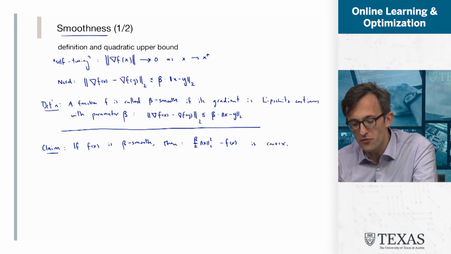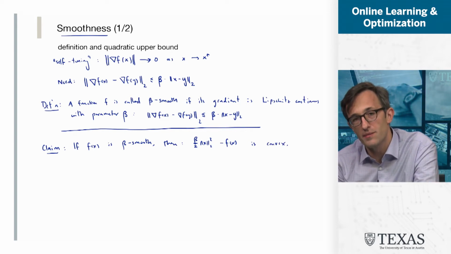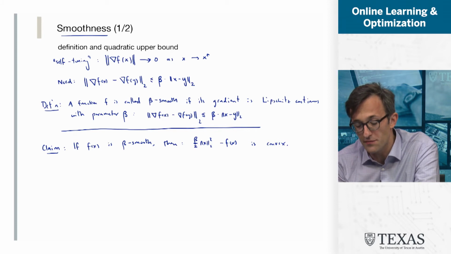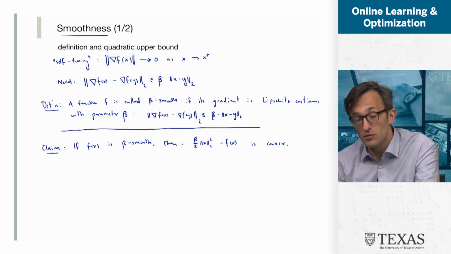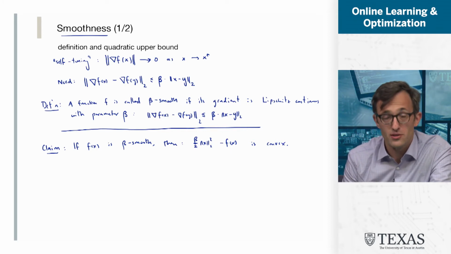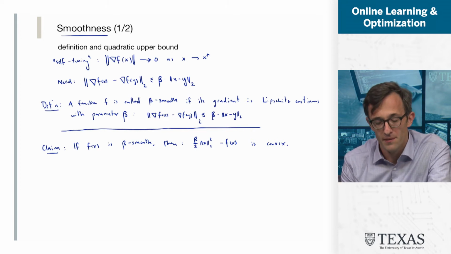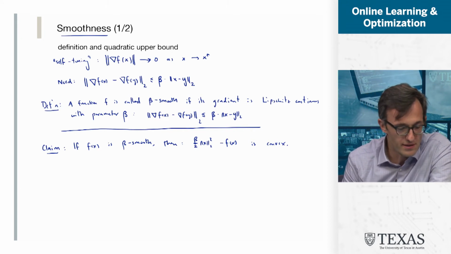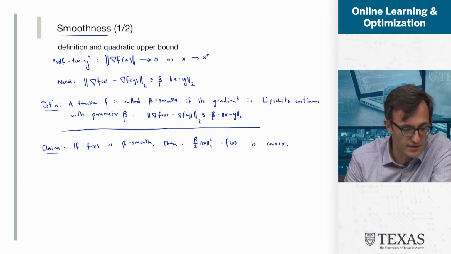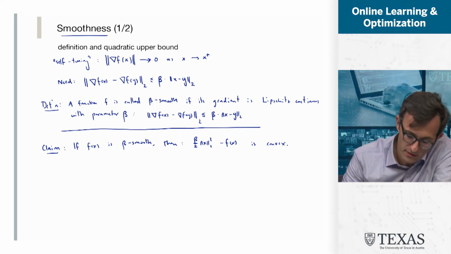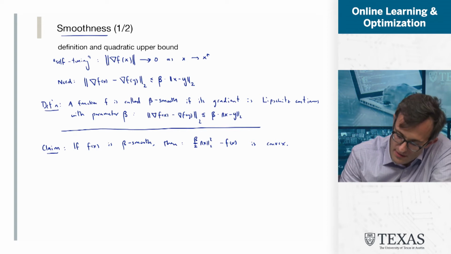Now note that in general, minus f of x is not going to be convex. If f of x is convex, minus f of x is convex only if f is linear. Otherwise, minus f of x will typically fail to be convex. Just think about a parabola. If you flip it, then it's not convex. So this is saying that this function is convex.